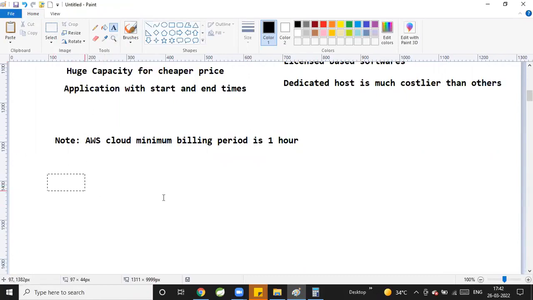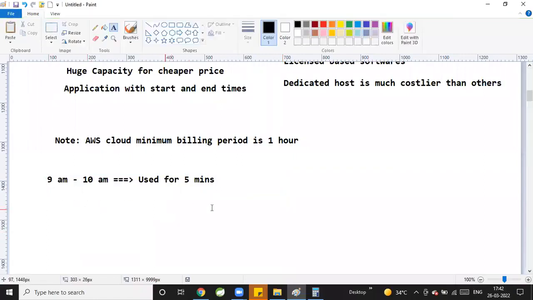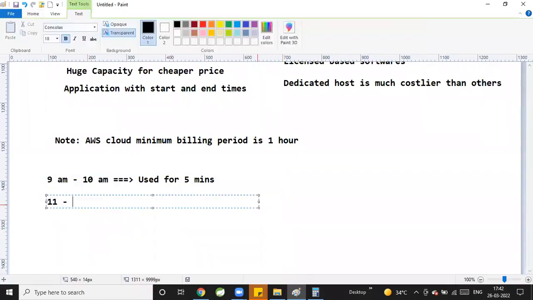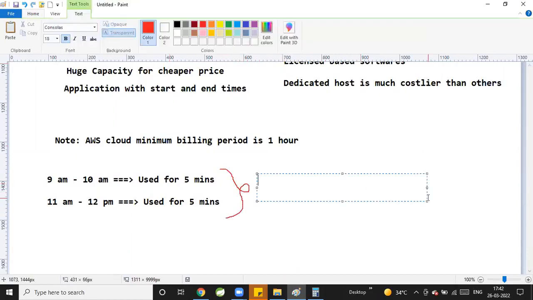Now see here, 9 a.m. to 10 a.m. used for 5 minutes. Then again 11 a.m. to 12 p.m. used for 5 minutes. Then how much time is it going to calculate, guys? Can you guess it? How much time will AWS consider you have used the EC2? Yes. EC2 is going to consider that usage period as 2 hours.